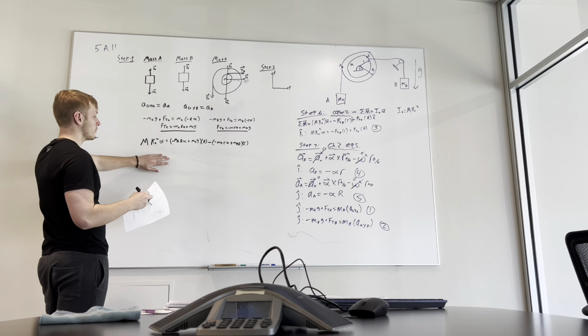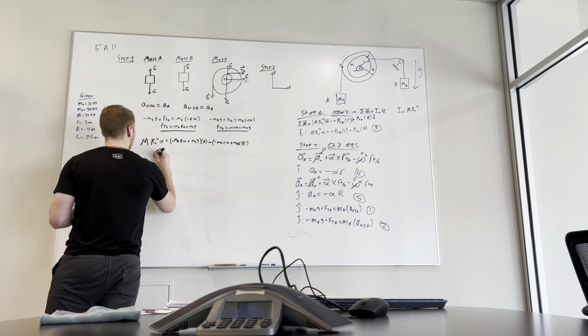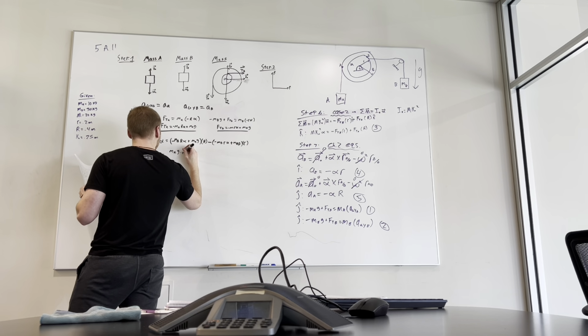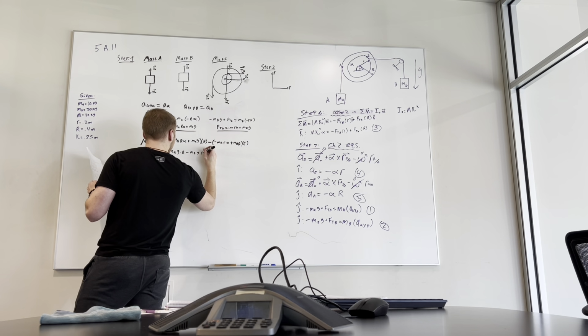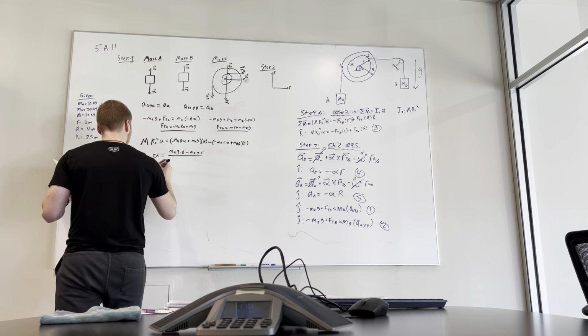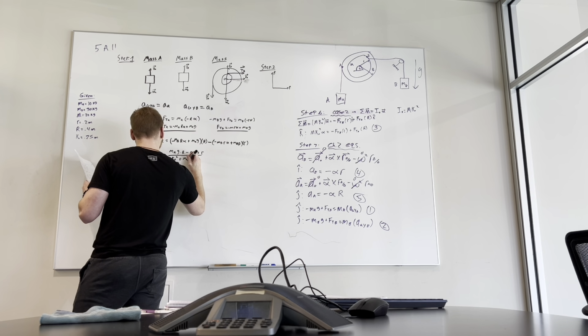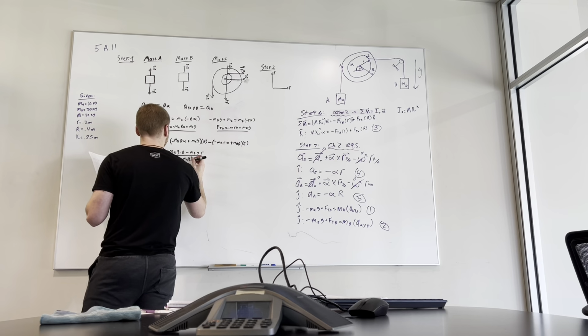And then when you solve this algebraically, get everything in terms of alpha, it will come out to alpha is equal to MA times G times R minus MB times G times little r, all divided by MKO squared plus MA big R squared minus MB little r squared.